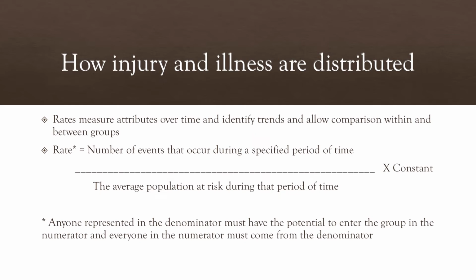So the key in thinking about rates is recognizing that anybody who's in the denominator, below the line here, must have the potential to enter the group in the numerator, and everyone in the numerator must come from the denominator. So the numerator is always a part of the denominator. The denominator has always the ability to enter the group in the numerator. It's not the same as a proportion.